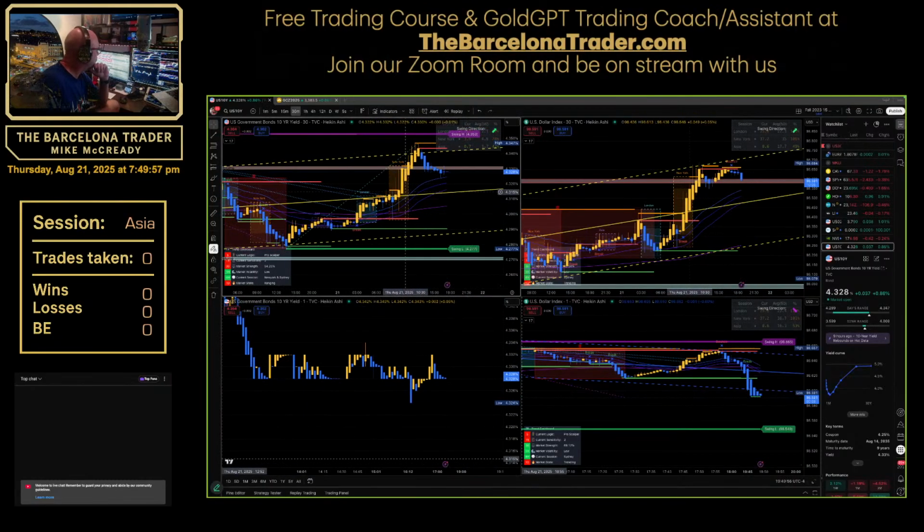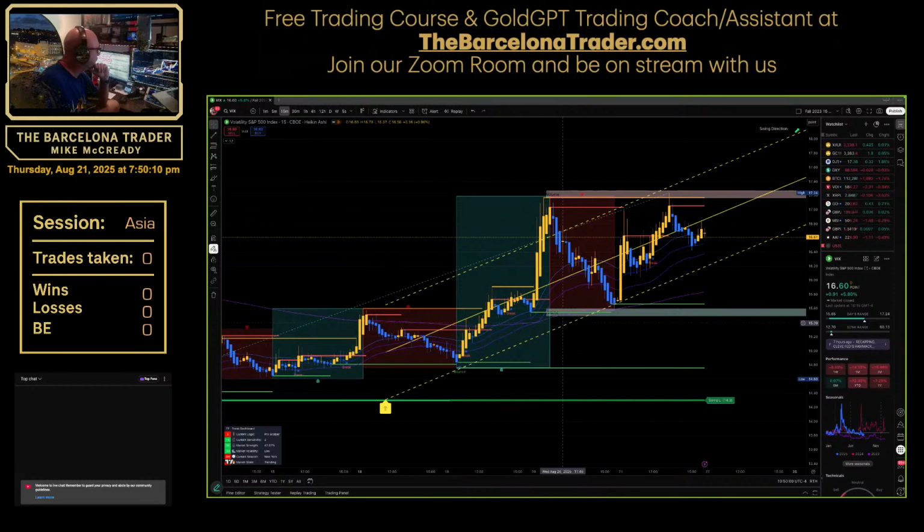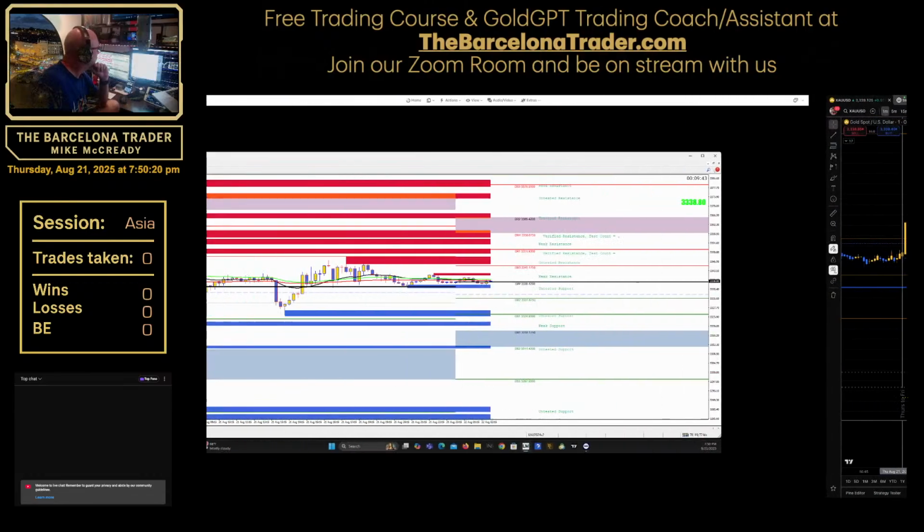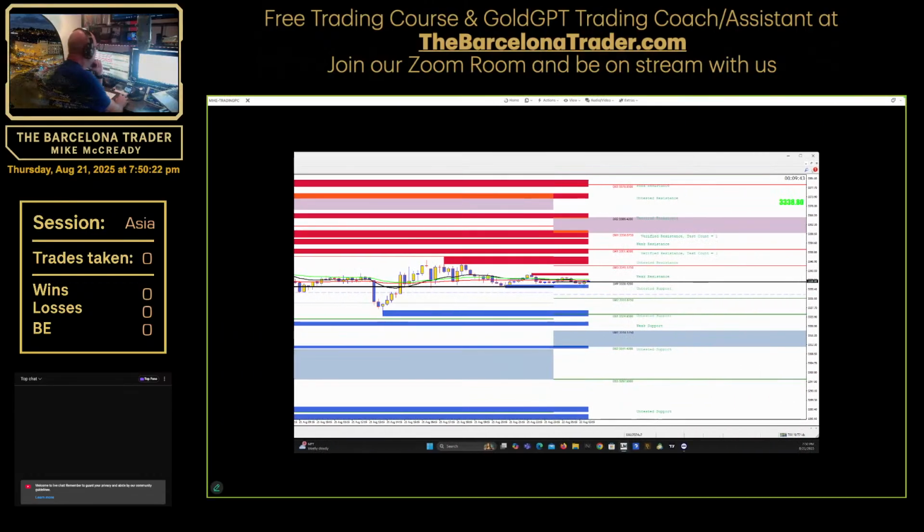And same with the 10-year yield. Has been declining, but has been pretty sideways here for the last, it looks like, hour or so. The VIX moved up a little bit, it looks like, from yesterday, but still not too elevated. 16.6. We're not expecting too many jitters in the market. And let's move back here to MetaTrader.